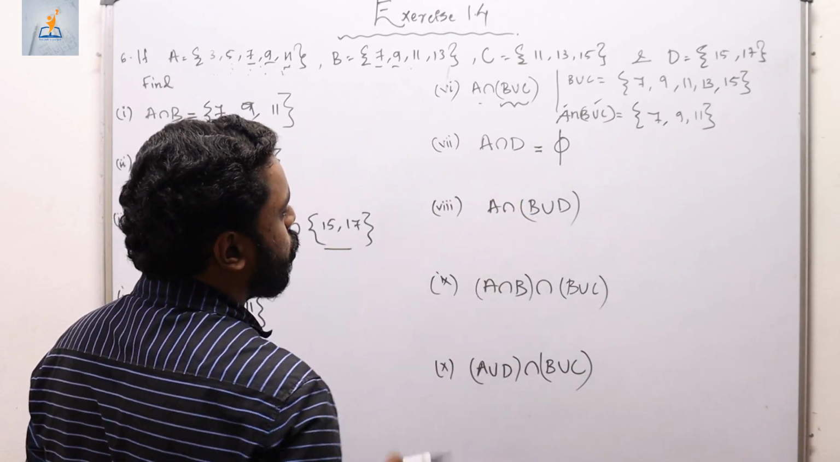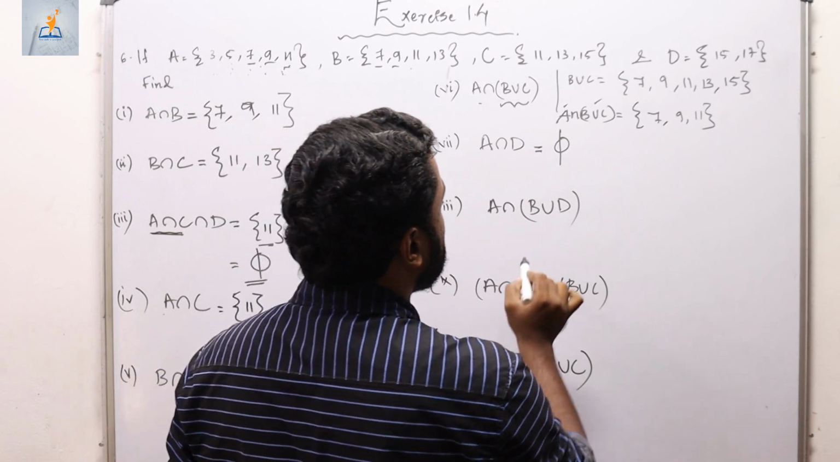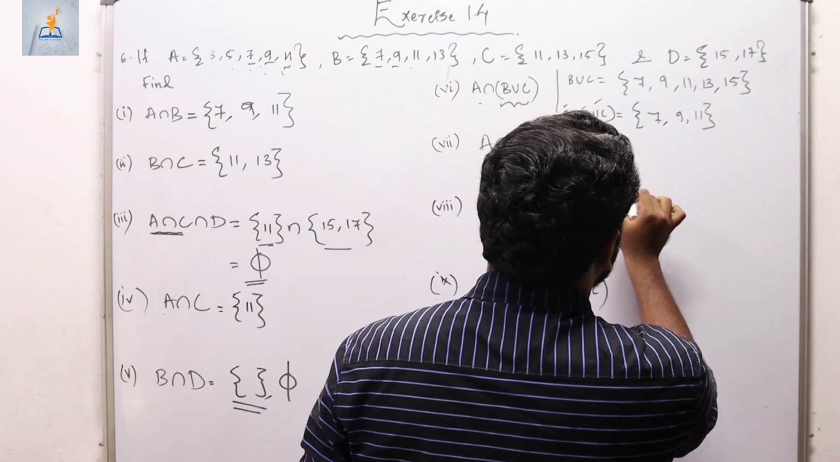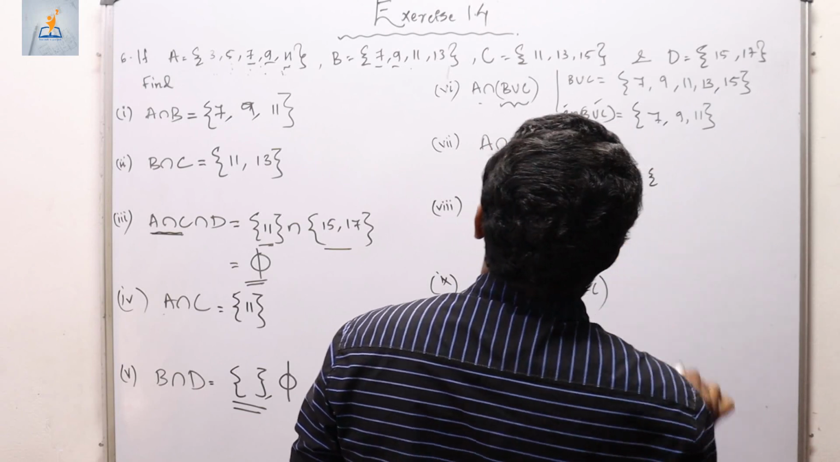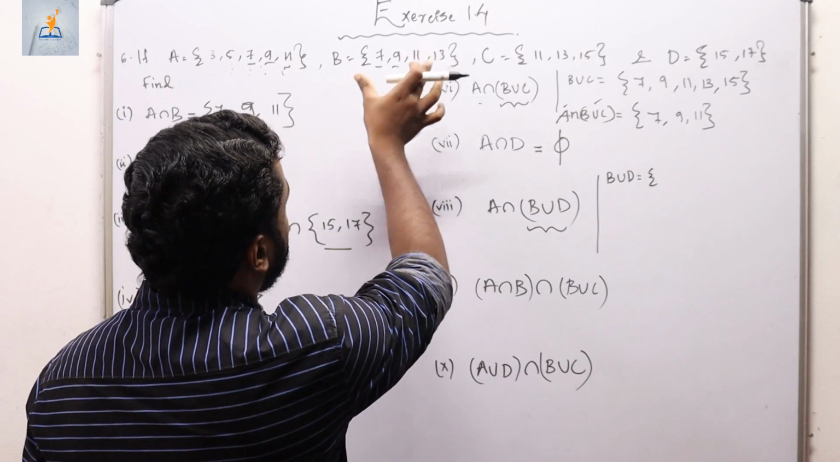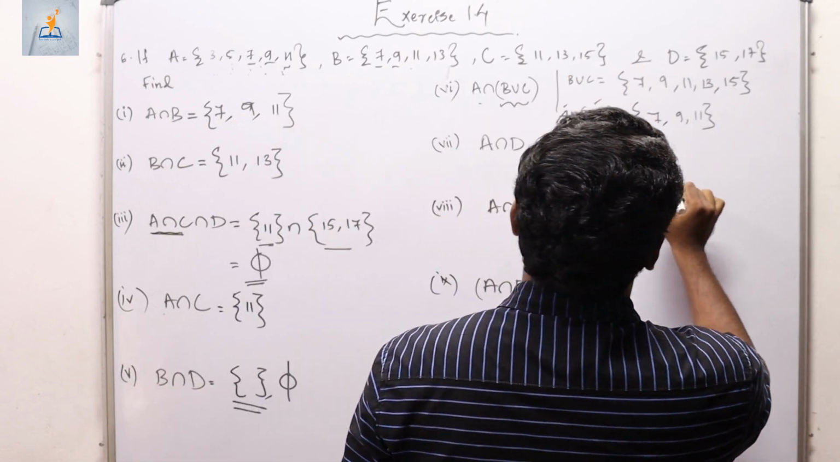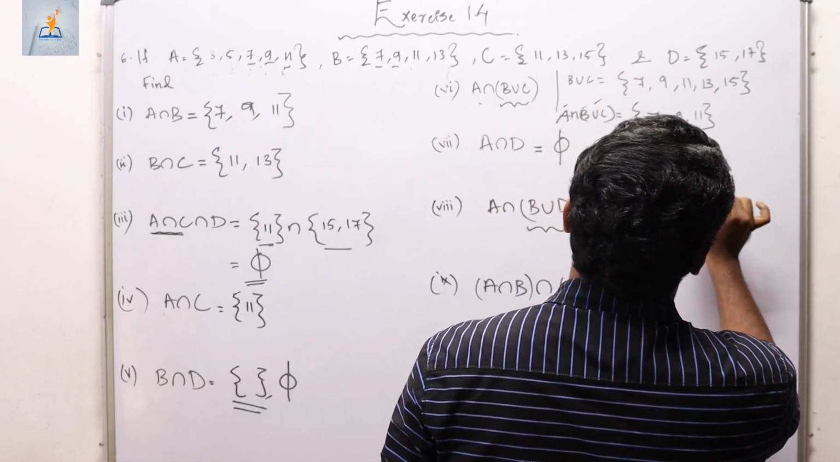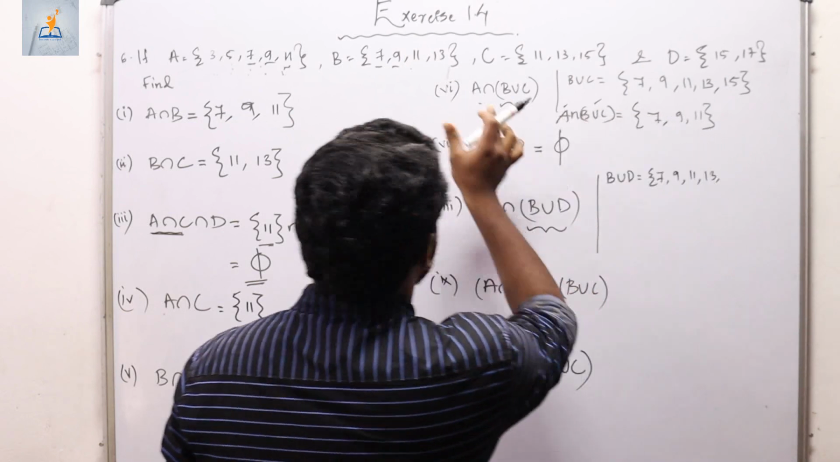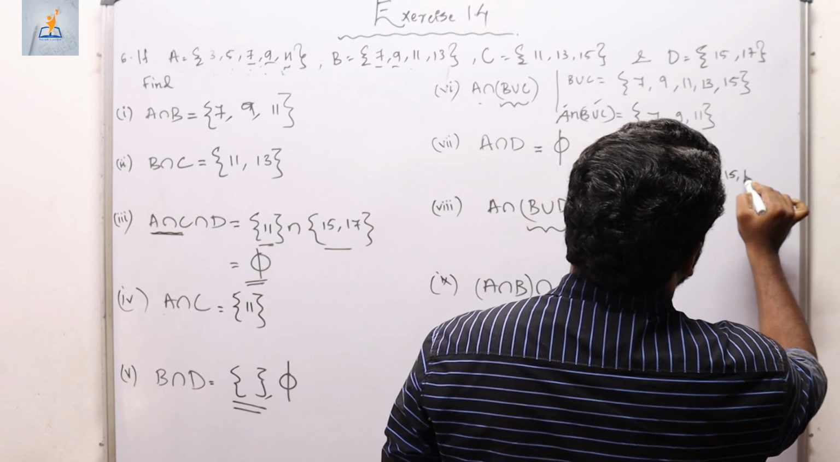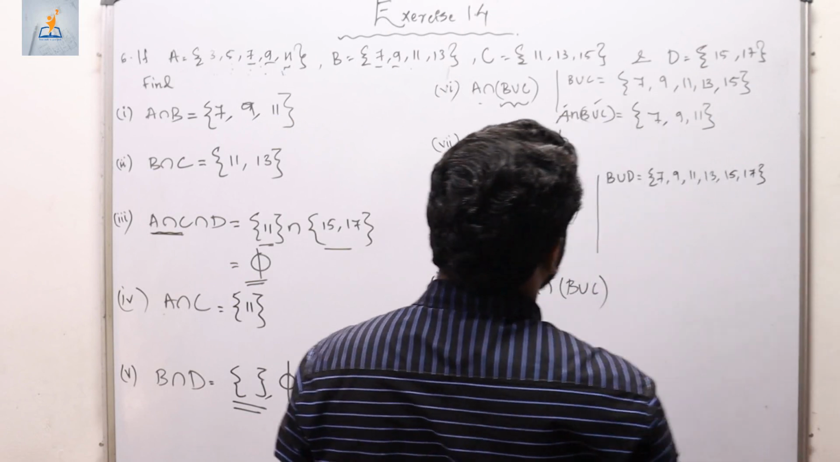Coming on to the eighth one, A intersection B union D. Now we are going to find B union D first. B union D is the set of all elements which are in B or in D, isn't it? Therefore, 7, 9, 11, 13 are the elements in B, and we have 15 and 17 in D. Therefore, this is B union D.